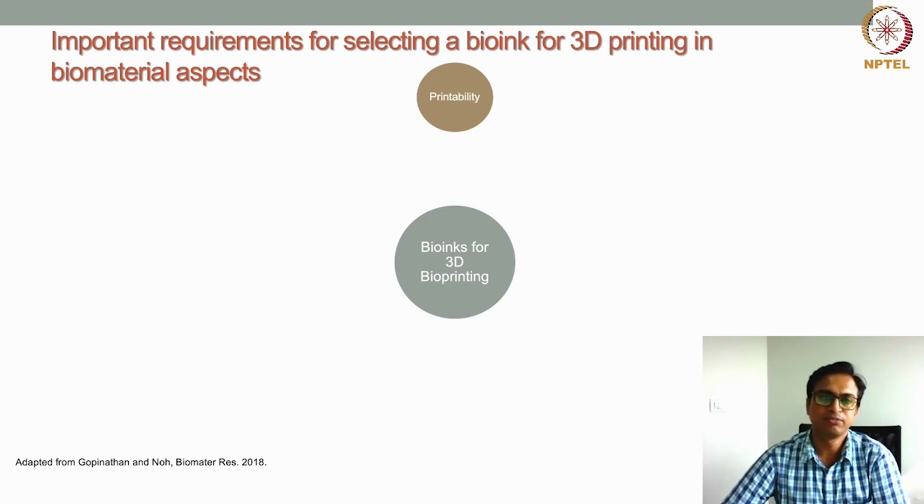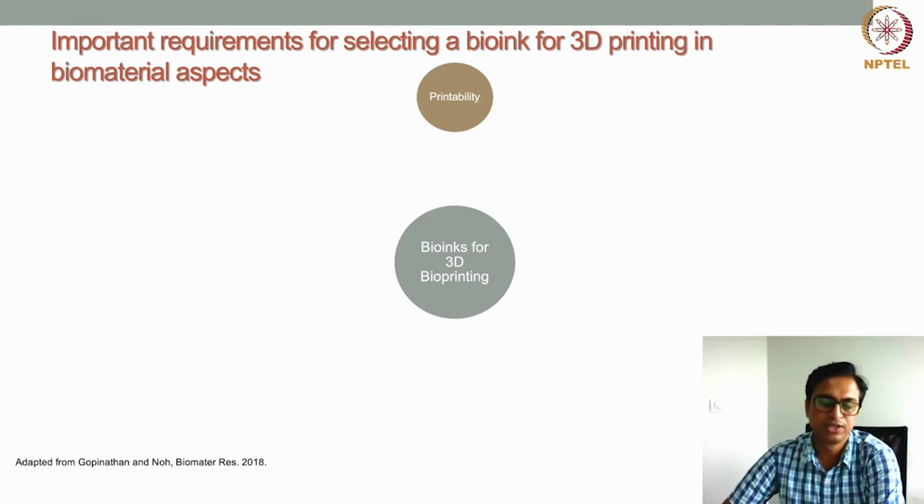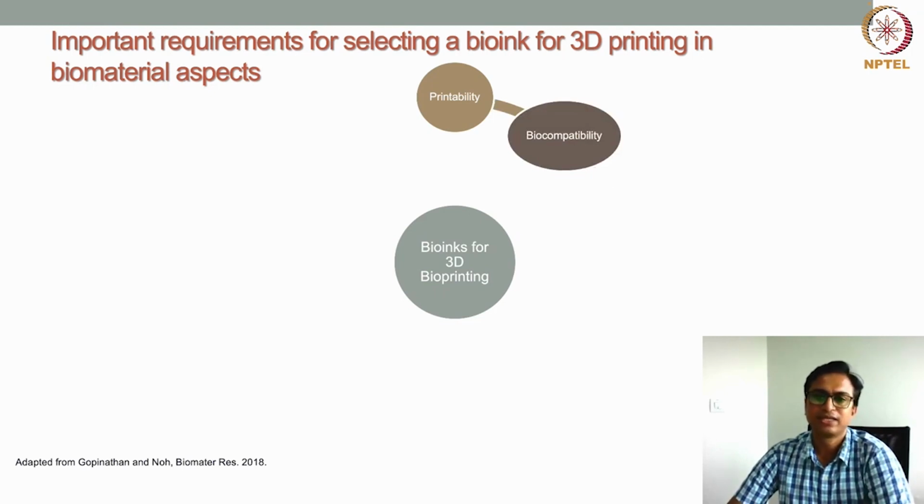The printability of the material should allow it to flow during the printing process, and after extrusion, upon deposition, the material should start to gel. The printability of the material is the first thing. Then the biocompatibility of the material. The material should be biocompatible so that we can use it.